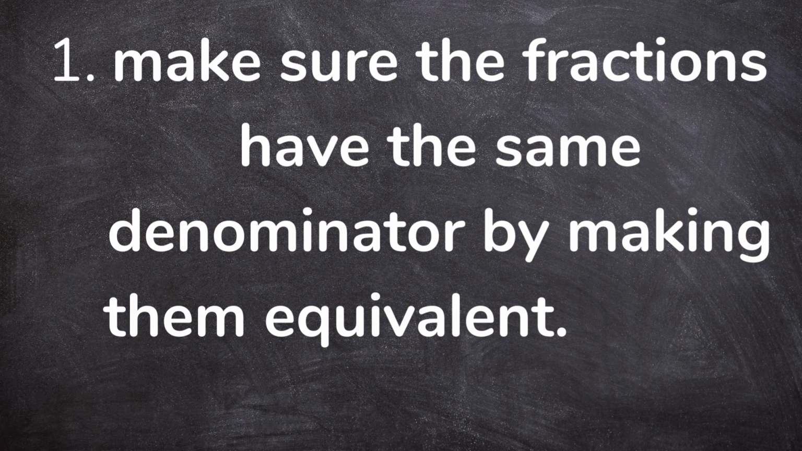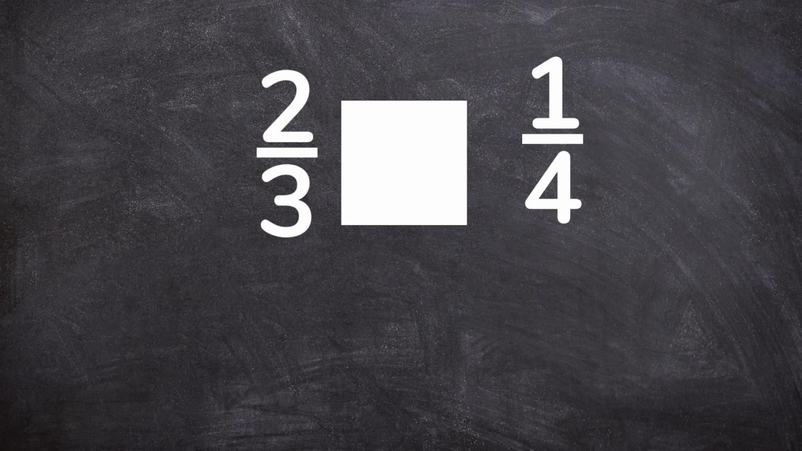Alright, so let's say we want to compare 2/3 and 1/4. As you can see, the denominators are different. We have 3 on the first fraction as the denominator, and we have 4 on the second fraction as the denominator. So what you do is you make sure that 2/3 and 1/4 are going to have the same denominator. Our denominator is 3 on the first fraction, and on the second fraction it's 4.